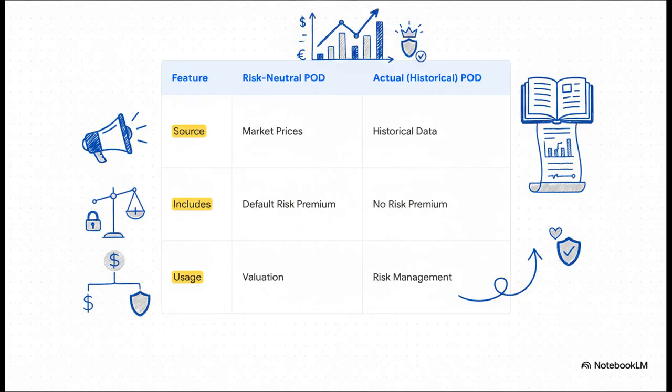Now, this slide is absolutely key for the exam. You have to understand the difference between the probabilities we use for valuation and the ones we use for risk management. See, the actual probability just looks at historical data, what's happened in the past. But for valuation, we need to know what the market thinks right now. And that's where the risk-neutral probability comes in. It's pulled right from market prices, so it already has that risk premium investors are demanding baked right in.